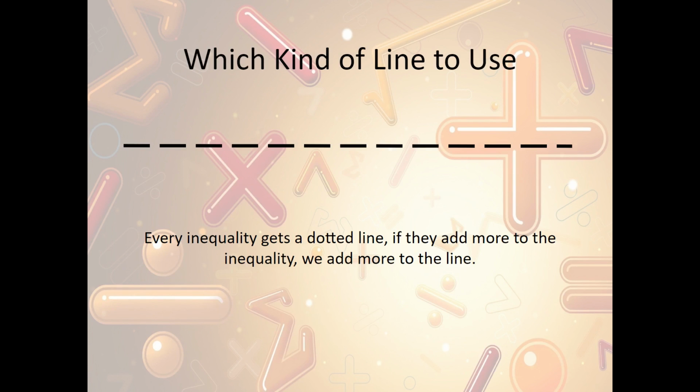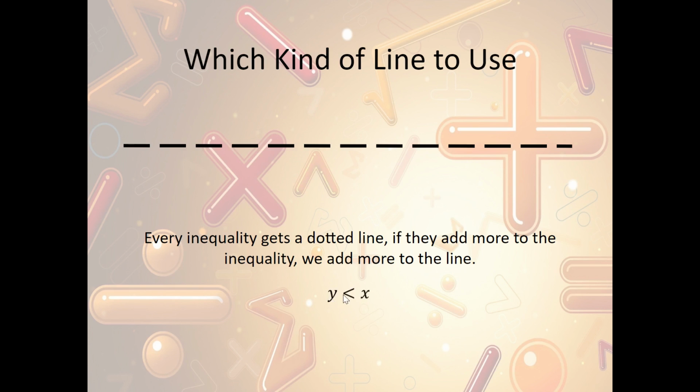Similar to before where we talked about the open circle versus closed circle, it's the same thing here. Every inequality gets a dotted line or an open line. Notice there, it's open because there are little spaces in between. So every inequality gets an open line or a dotted line. If they add more to the inequality, we do too, meaning if they add the bar underneath, then we're going to add to it and make it a solid line.